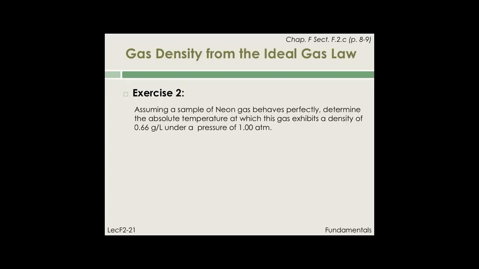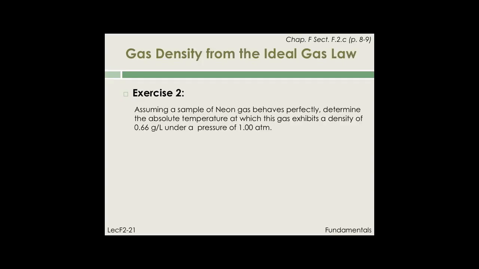Another typical problem dealing with ideal gases is the calculation of the gas density. This will be a useful number for comparison of gases to liquids and solids. Indeed, density is, in a way, a measure of how far apart molecules are in a given substance.